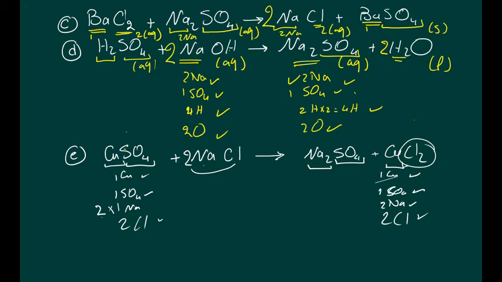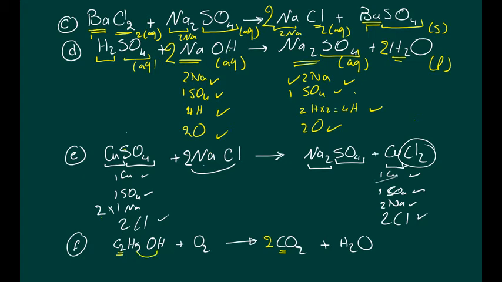This equation, C2H5OH plus O2 giving CO2 plus H2O. Look at the carbon, 2 carbon and 1, so I will write 2 here. Then look at hydrogen. I have 6 hydrogen on that side and only 2 on the right side, so I'll multiply the 2 by 3, making it 6 on either side.